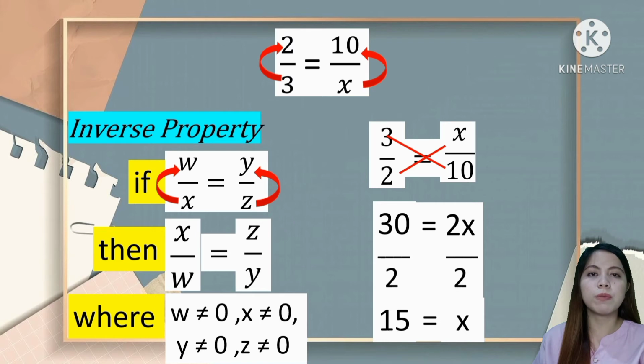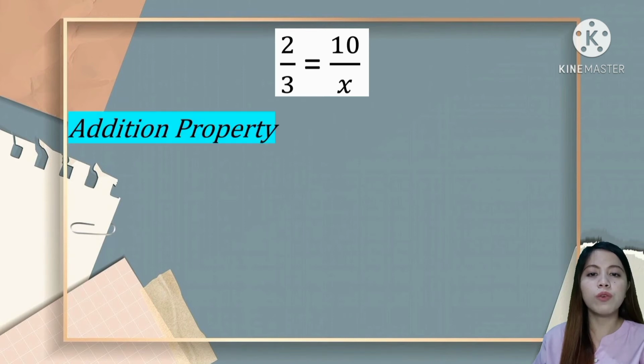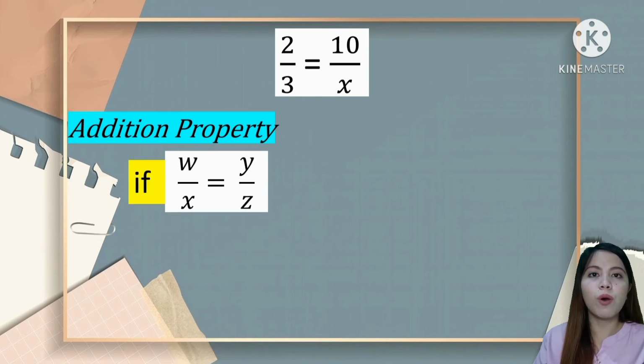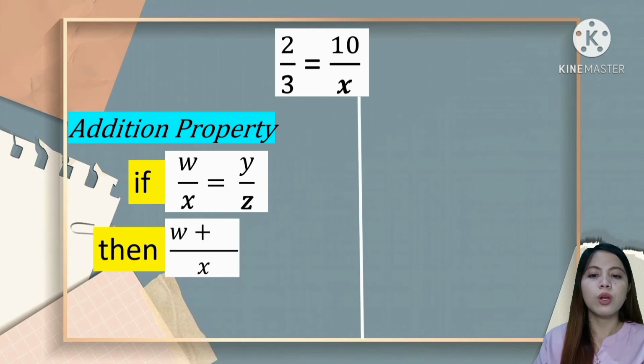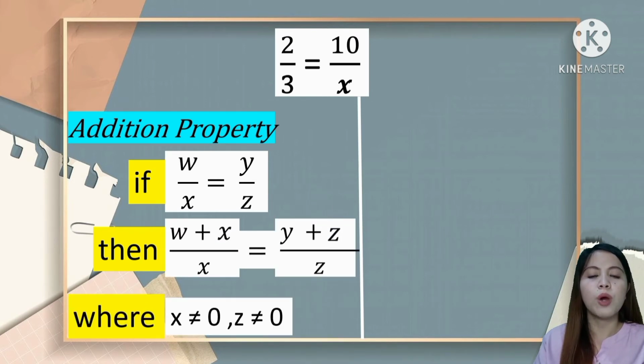Let us have the fourth property, which is the addition property. Again, let us have our equation 2 over 3 is equal to 10 over X. Addition property states that if W over X is equal to Y over C, then W plus X, which is the denominator, over X is equal to Y plus C over C, where X and C is not equal to 0. Let us try it in our equation.